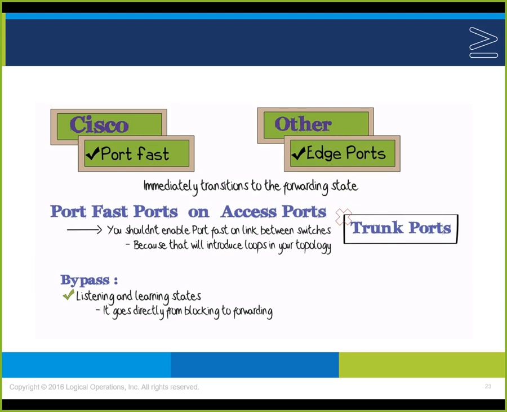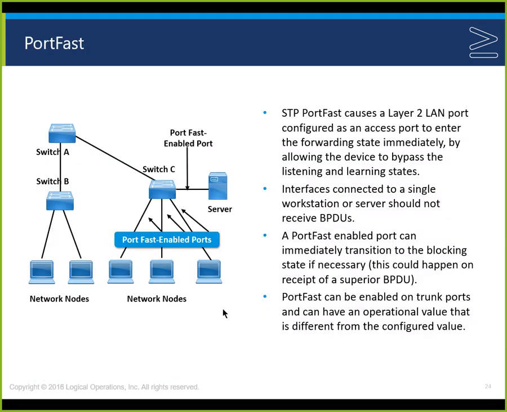PortFast goes on all the access ports, not on trunk ports. The edge ports, the end ports, where we're not going to have any devices connecting to something that could cause a loop, like connecting to another switch. It skips the listening and learning states and goes directly from blocking to forwarding. We haven't talked about the states yet, but we'll get to them in just a second. PortFast causes a Layer 2 LAN port configured as an access port to enter the forwarding state immediately by bypassing the listening and learning states.